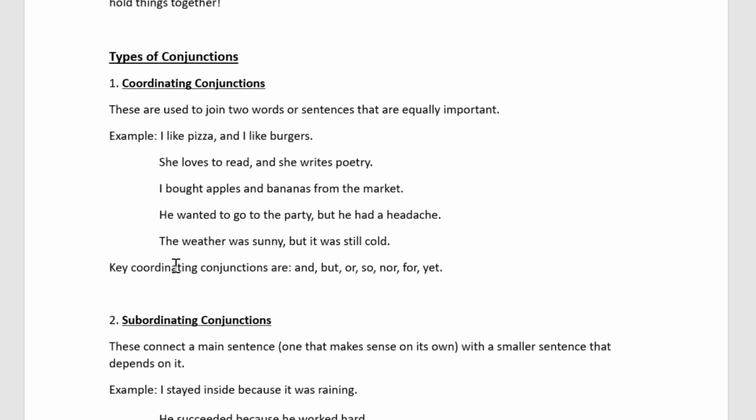Let's see another example. The weather was sunny, but it was still cold. One of the sentences: the weather was sunny. It was still cold.